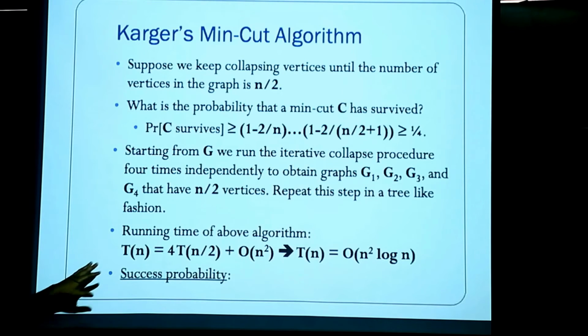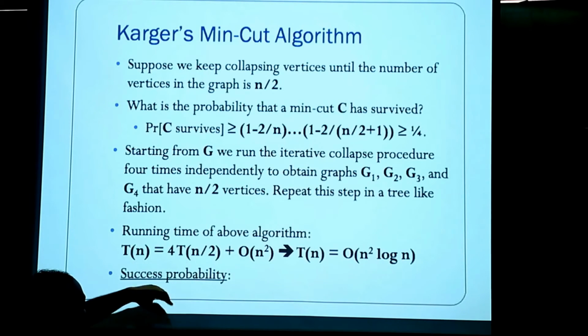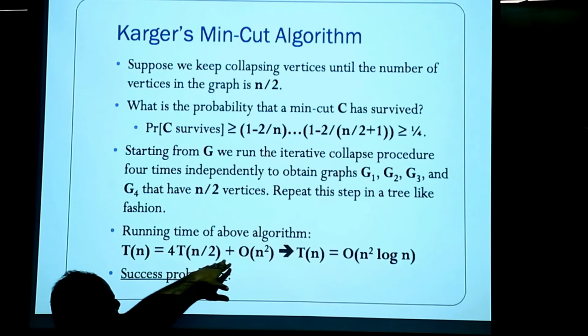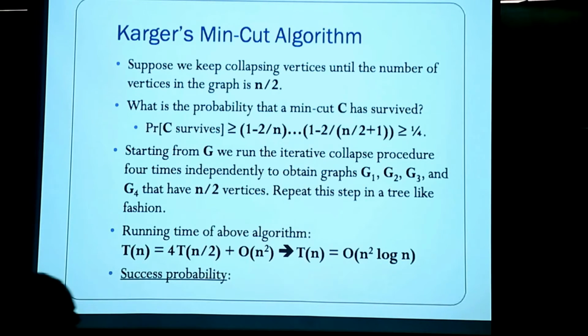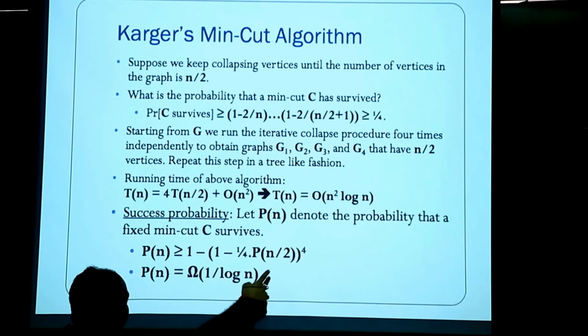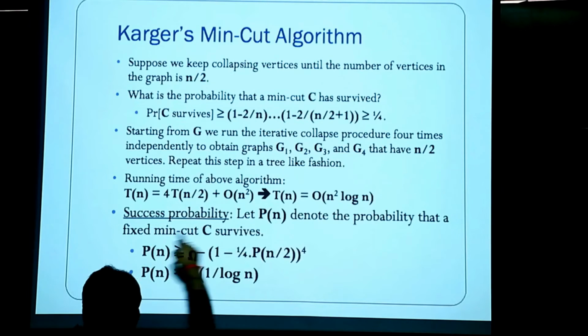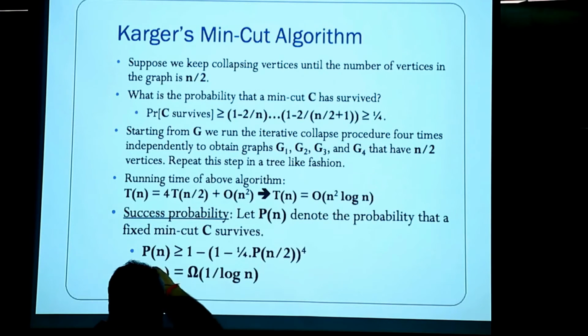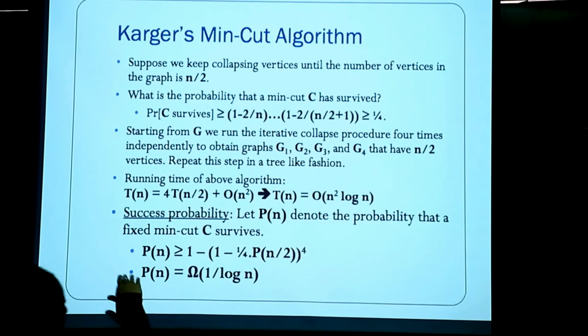If you do the analysis of this running time, you get a recurrence of the following form: T(n) = 4T(n/2) + O(n^2). The running time you get out of this is going to be O(n^2 log n). The success probability, if you work it out, is slightly tricky. Again you can form a recurrence relation with respect to the probability of success, and it looks a little bit messy like this.